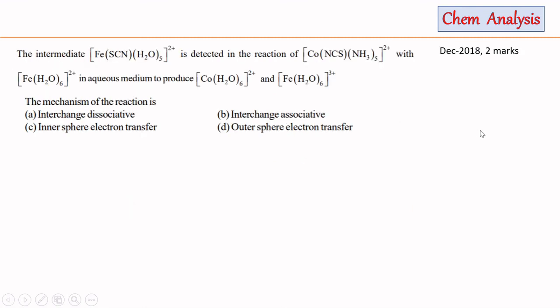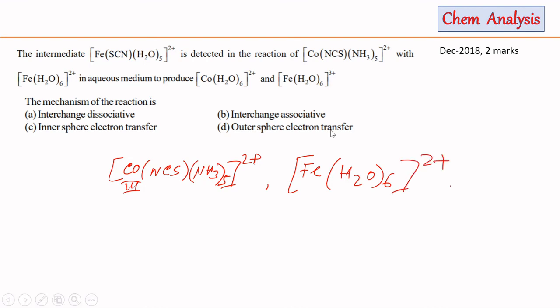This is a question from inorganic reaction mechanism, and here we have to tell about the mechanism in which this [Co(NCS)(NH3)5]2+ and [Fe(H2O)6]2+ are converting to these 2 species by the intermediacy of this species. Now here we can see that the 2 reacting species are [Co(NCS)(NH3)5]2+, that means here cobalt is in +3 oxidation state, and the other species is [Fe(H2O)6]2+.